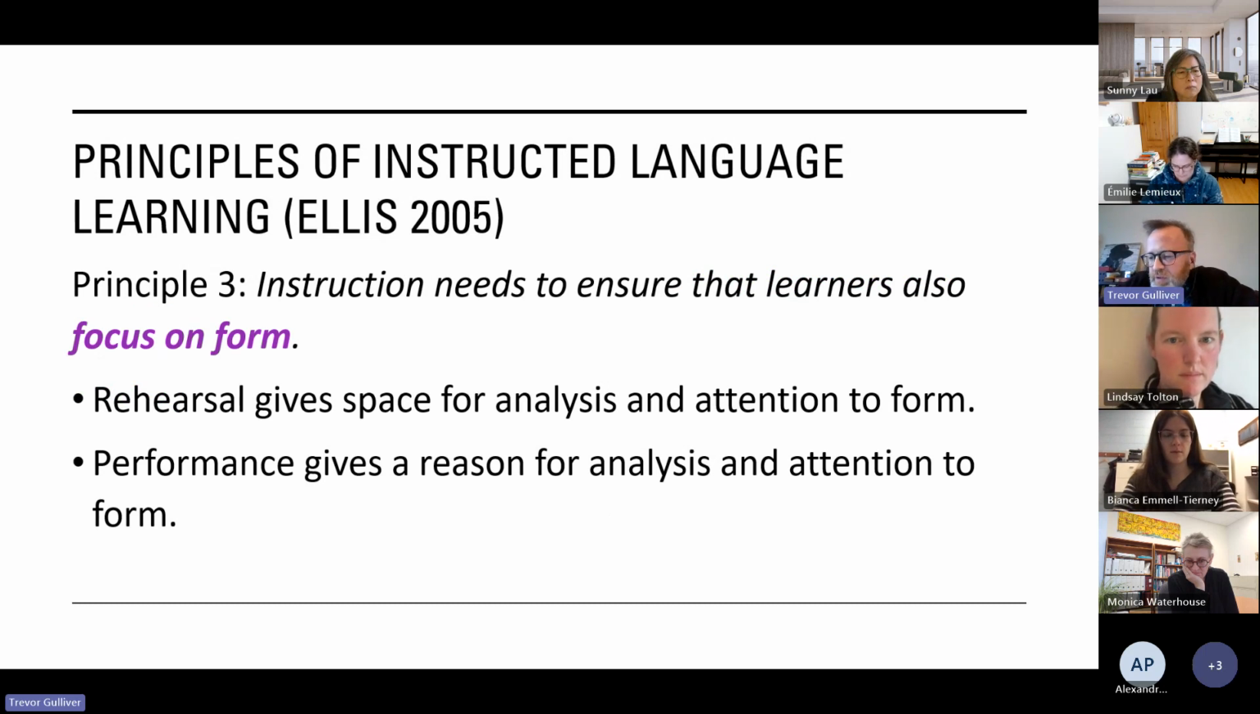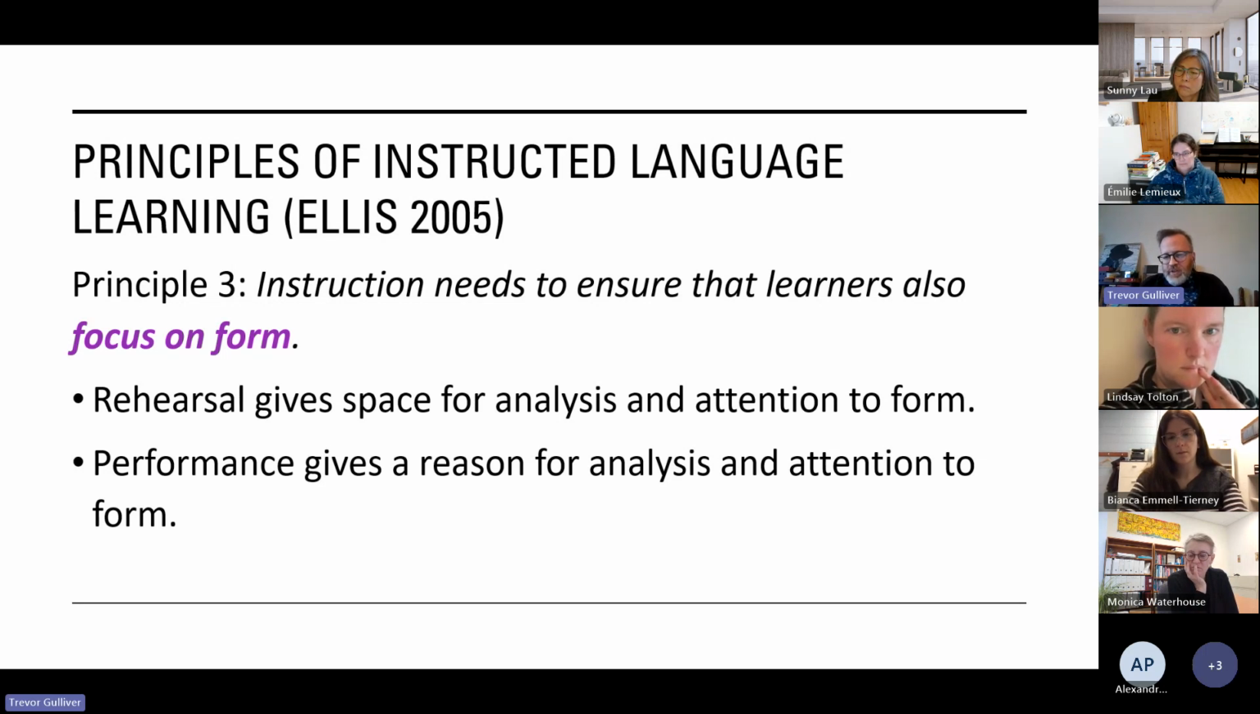Ellis's third principle is that instruction needs to ensure that learners also focus on form. A lot of the activities that are in the little booklet that I think we're going to share in the chat, I'll introduce the booklet in a bit. A lot of the activities in the booklet are really meaning-centered, really engaging in a communicative event.